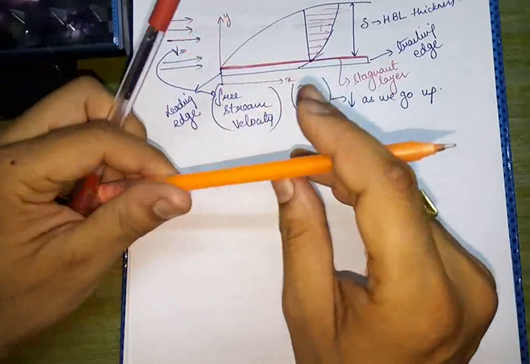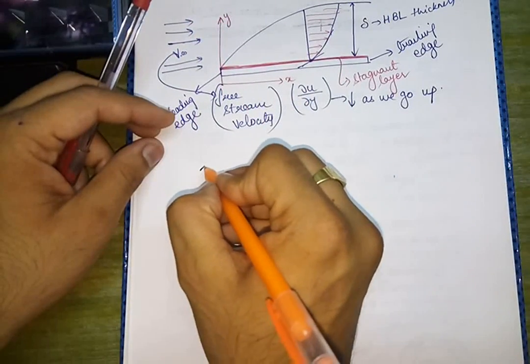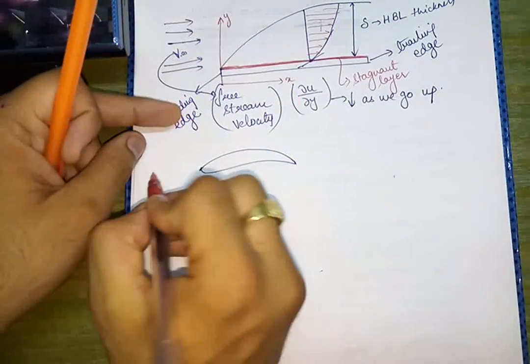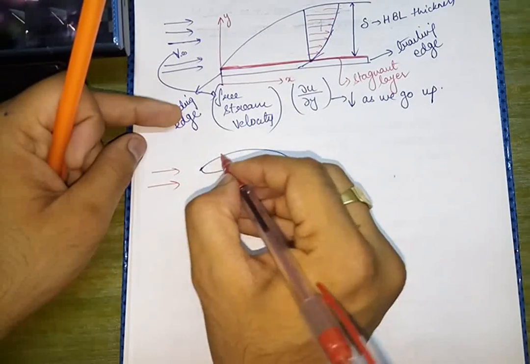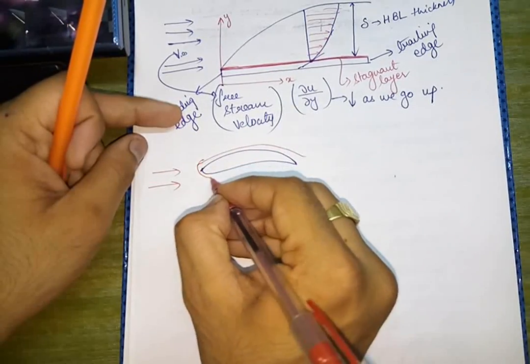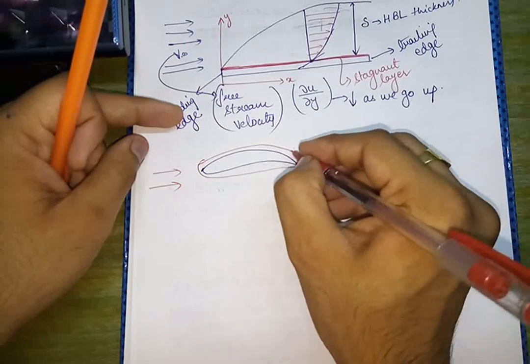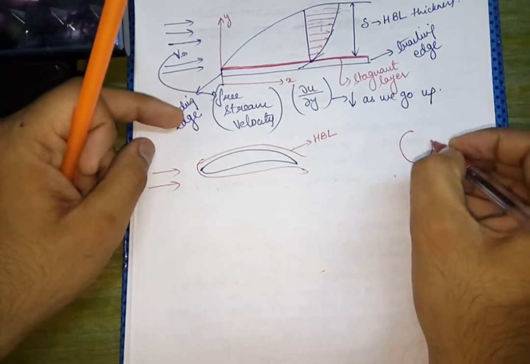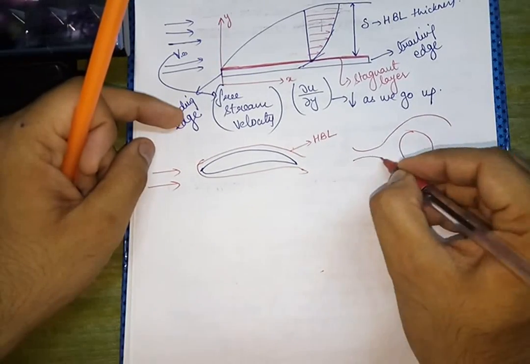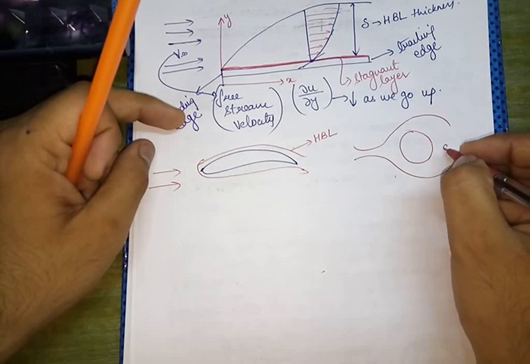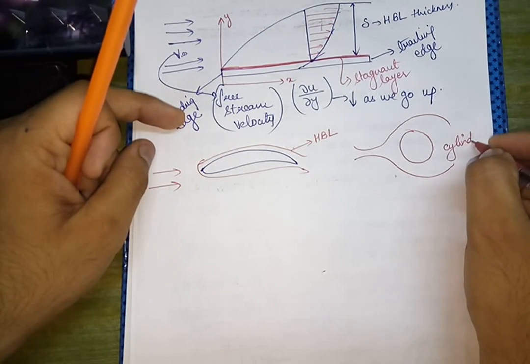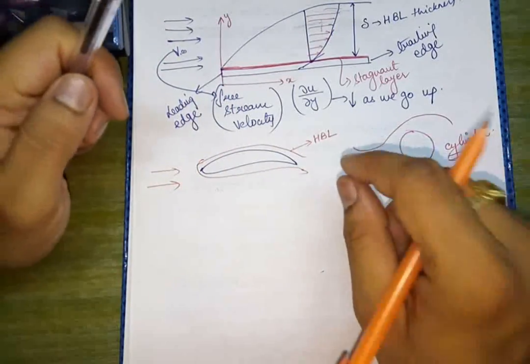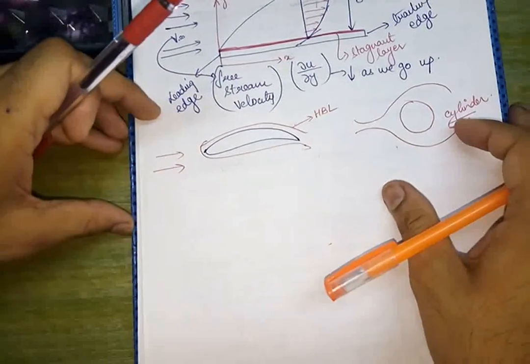Now if we see the case of an aerofoil, this is the aerofoil, and if the fluid is flowing like this, then the distribution will be like this. This is the hydrodynamic boundary layer. Now in case of a cylinder, if we look, the flow will be like this. This is flow across a cylinder.